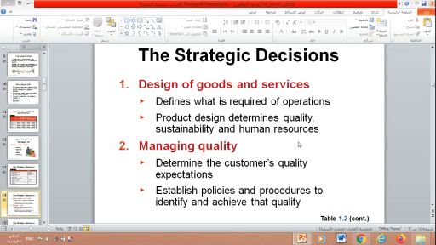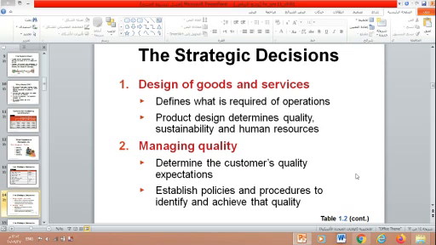Okay, and the second strategic decision is managing quality. So in this strategy, the managers determine the customers' quality expectations. Here we are not talking about the customer's expectations regarding demand; we are talking about quality expectations. The demand is supposed to have been determined by the marketing department, and operations managers focus on the quality of the demanded products or services.